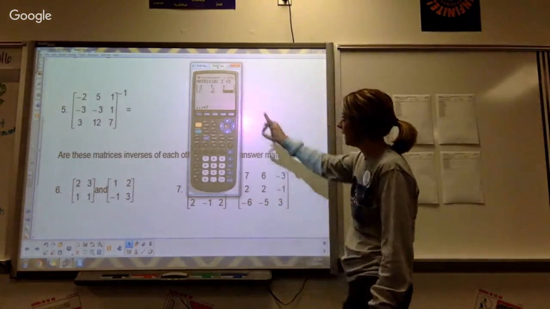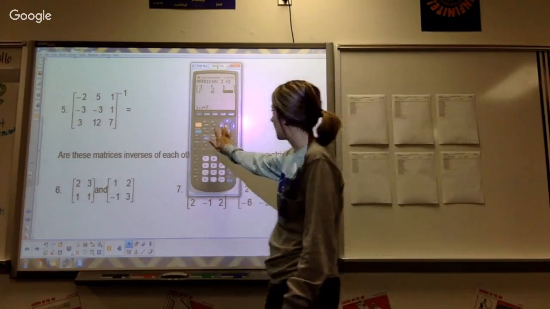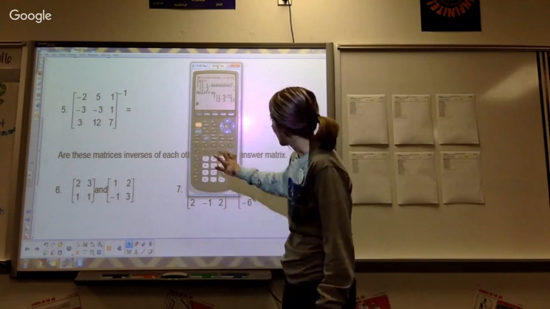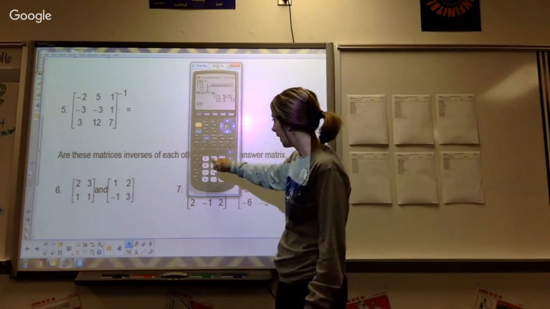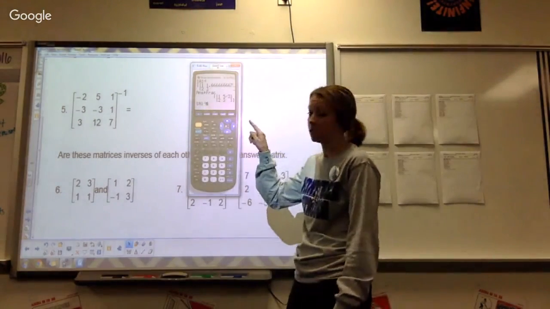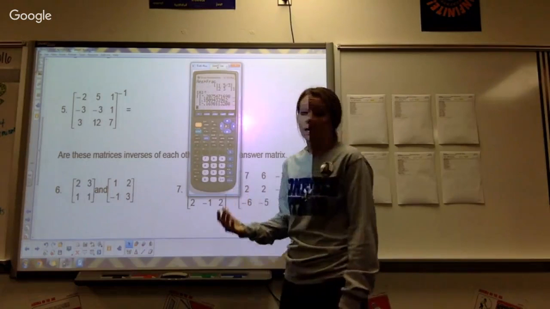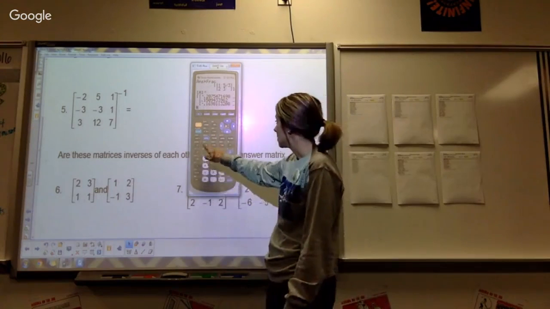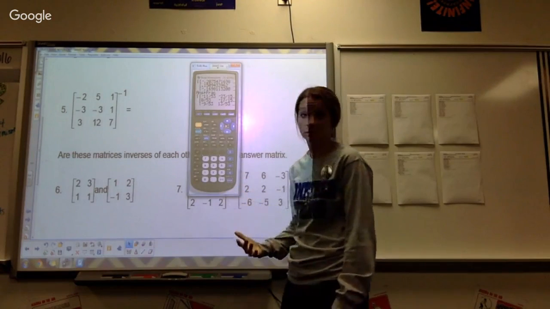Okay, so once we type it in, again, check it. Okay, so they all look good. I'm going to go back to my home screen. I'm going to recall A because that's where I entered it in. And then I'm doing to the -1 power because I'm finding the inverse. That's what that symbol means. You're finding the inverse when it's a -1 exponent. I get decimals again. So to get fractions instead, math, frac, and you have lots of fractions here.